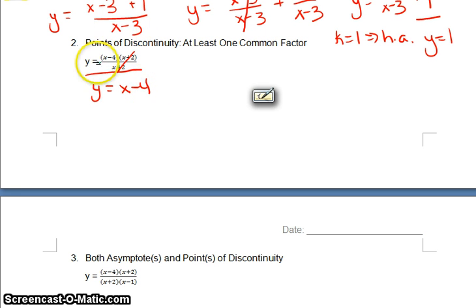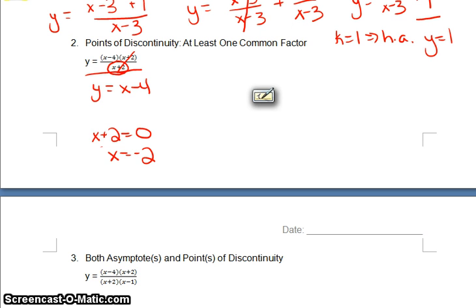What you would do here is graph y is equal to x minus 4, but then you take this canceled out term and set it equal to 0. So you'd have x plus 2 is equal to 0. Then we would have a hole at x is equal to negative 2, so solve for x.